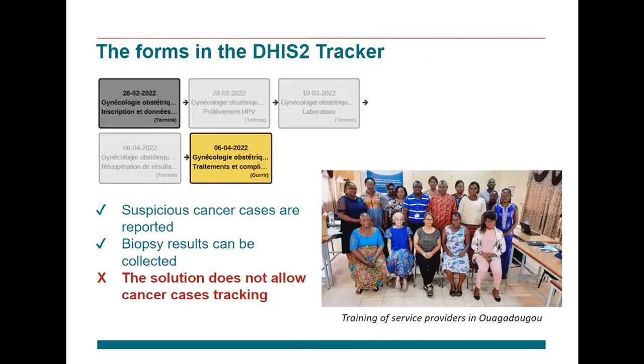Next. So we have different forms, but we need to focus also on what the DHIS2 can do now. The DHIS2 tracker we have for cervical cancer secondary prevention allows for tracking the patient through the biopsy result, but it ends at the biopsy result. It is not a cancer case tracking, but we, Apollina will tell, want to go further with the tool we deployed in Burkina Faso.